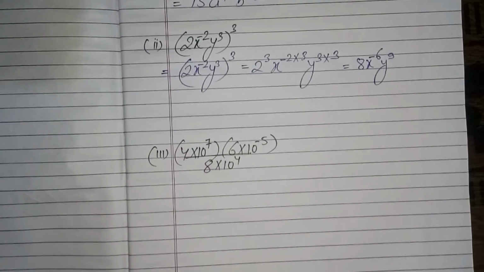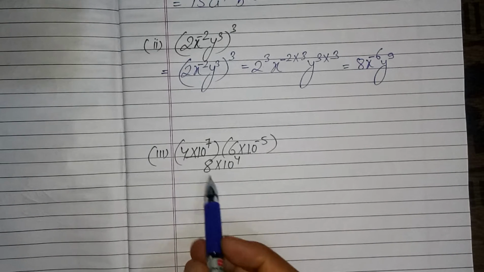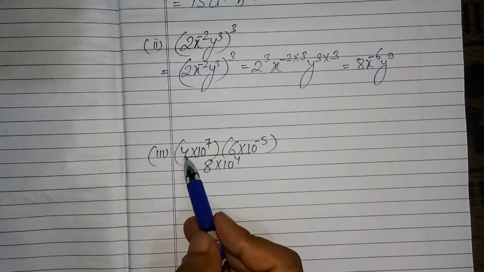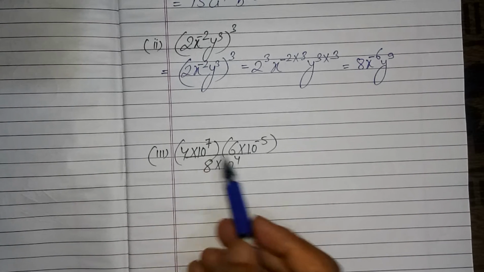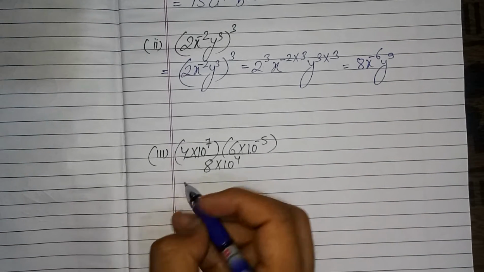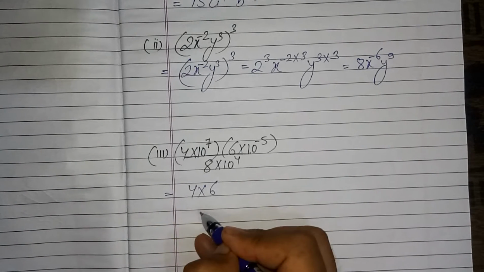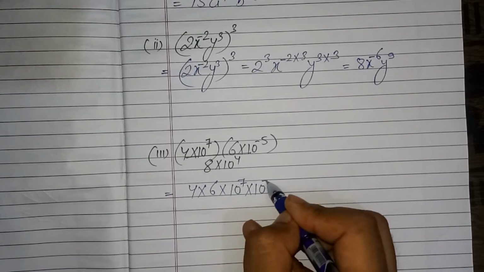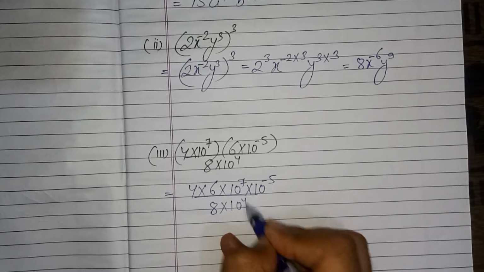Now the third one. Here we have some numbers, and in such type of question, first we have to bring the number part to one side and the base 10 part to the other side. That will be easy for us to simplify. So this is equal to 4 multiplied by 6 multiplied by 10^7 multiplied by 10^(-5), and this is whole divided by 8 multiplied by 10^4.